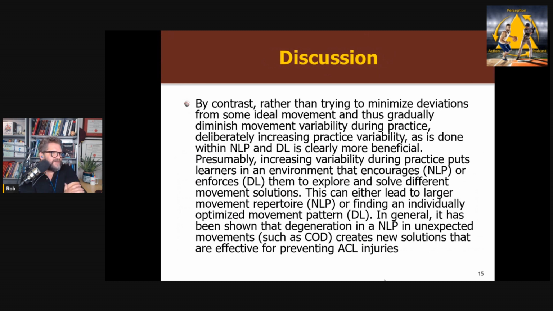So we're not trying to minimize deviations from some ideal movement by diminishing movement variability in practice. We're trying to encourage practice variability, allowing the person to come up with their own solutions, putting them in an environment that encourages them to explore and solve different movement solutions. There are two ways that this could help, right? One, it could lead to degeneracy, giving you more ways of solving the same movement problem, like cutting in different ways. Or it allows you to find solutions that are optimized for you, that fit your own individual constraints and intrinsic dynamics. So we're seeing new solutions that effectively reduce the risk of ACL injury, right?